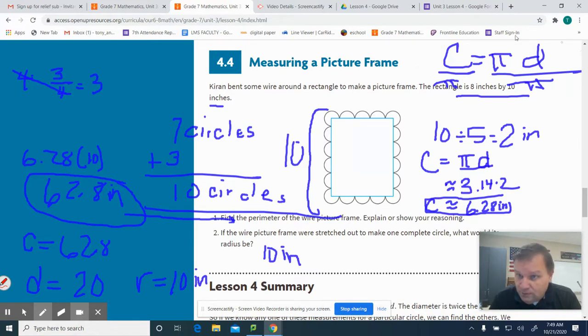You need to know the formula for finding the circumference, pi times diameter. You also need to know how to rearrange that formula to solve for other pieces.